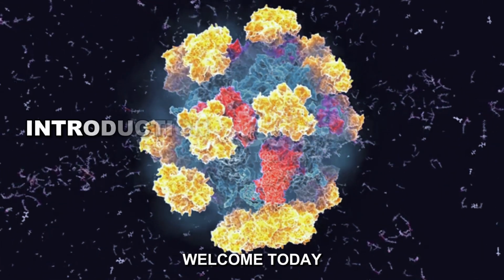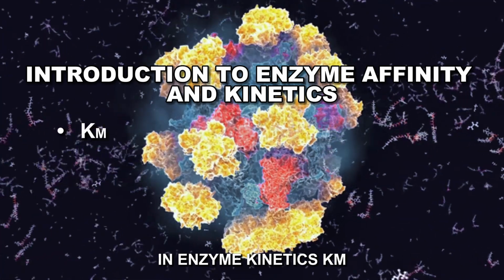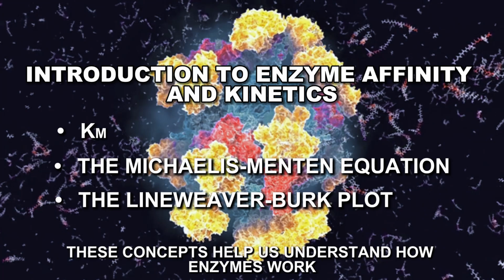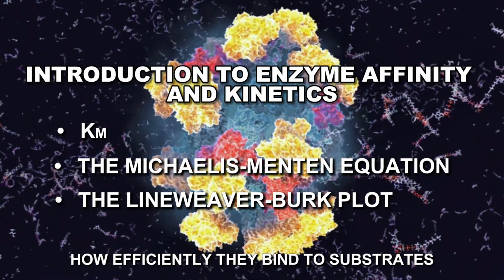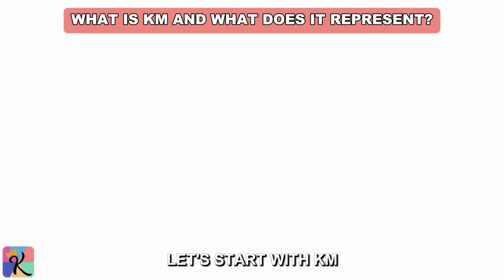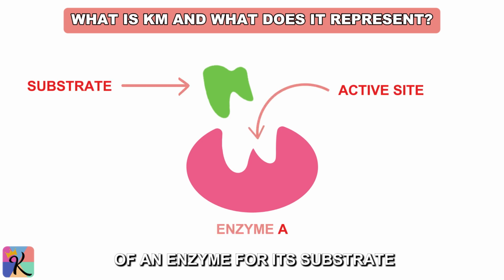Welcome. Today we're delving into three important concepts in enzyme kinetics: Km, the Michaelis-Menten equation, and the Lineweaver-Burk plot. These concepts help us understand how enzymes work, how efficiently they bind to substrates, and how we can study enzyme inhibition. Let's start with Km, a key parameter that describes the affinity of an enzyme for its substrate.